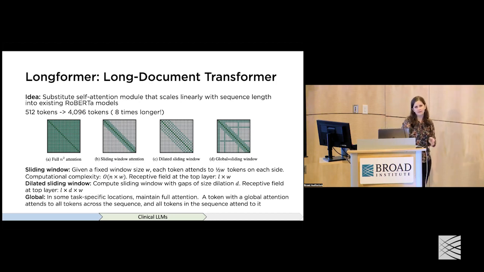And then finally, Longformer uses global attention. The idea here is that in some task-specific locations, you want to actually maintain full attention over a given token. You might pick a few tokens in your sequence, and for those tokens, I want that token to attend to every other word in the sequence, and I want every other word in the sequence to be able to attend to that token. These can be task-specific. If you imagine a question answering task, you might want all of the question words to have global attention, but use sliding window attention for the answer part of the task.